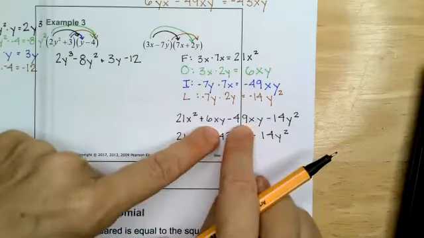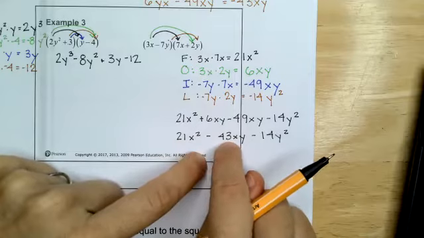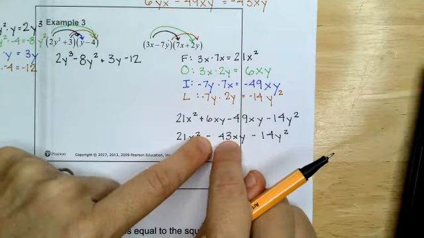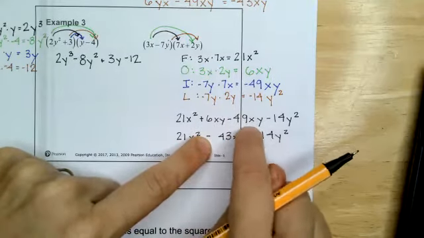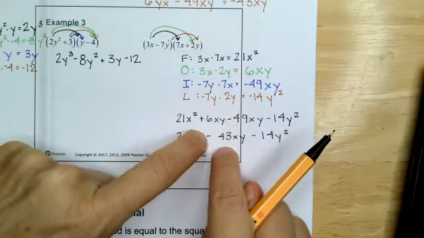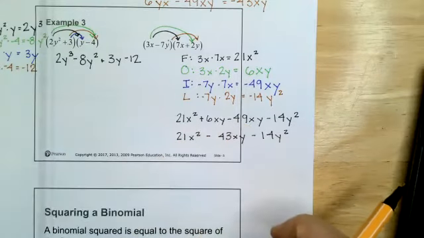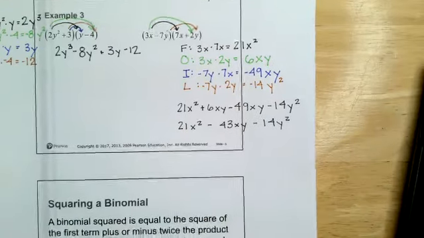Anytime you have one positive and one negative, and you're combining them, your answer should be the same sign as whichever of those is bigger. So 49 is bigger than 6. So 43 is going to be a negative 43 because 49 was negative. Or just put it in your calculator.